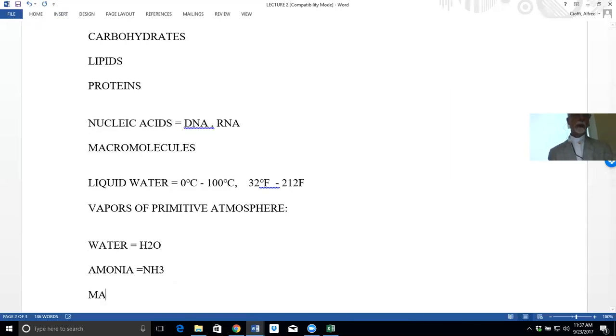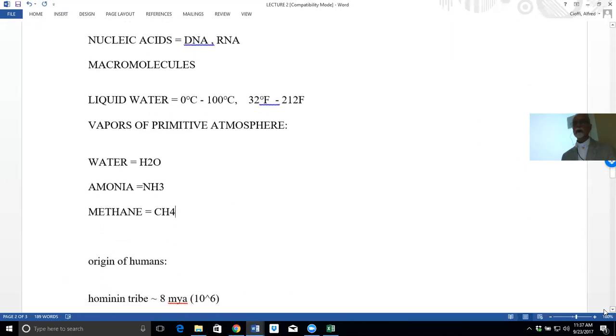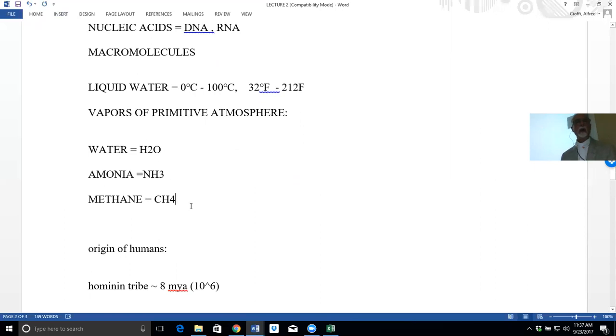Now the other one is methane, CH4. How many atoms total? 4 plus 1, right? 5 atoms, 1 carbon and 4 hydrogens. Okay. Are all these 3 molecules organic molecules? No. Which one is the one organic molecule? Yes, methane. Okay. These 2 are inorganic. Now, the idea is to come up with some building blocks.